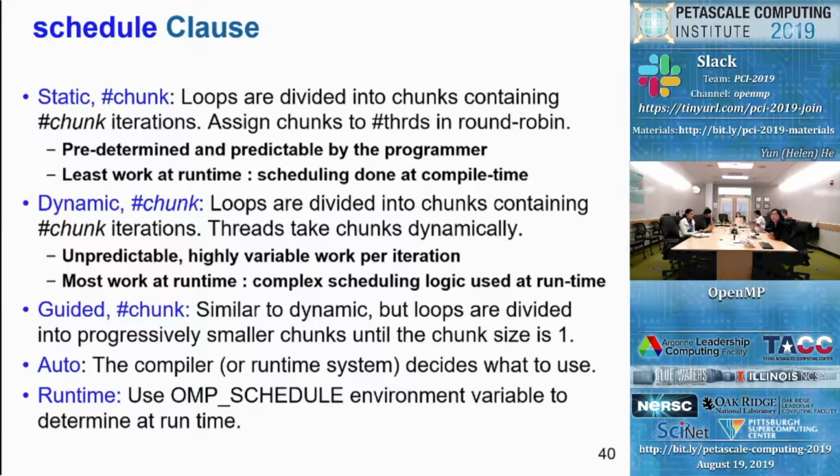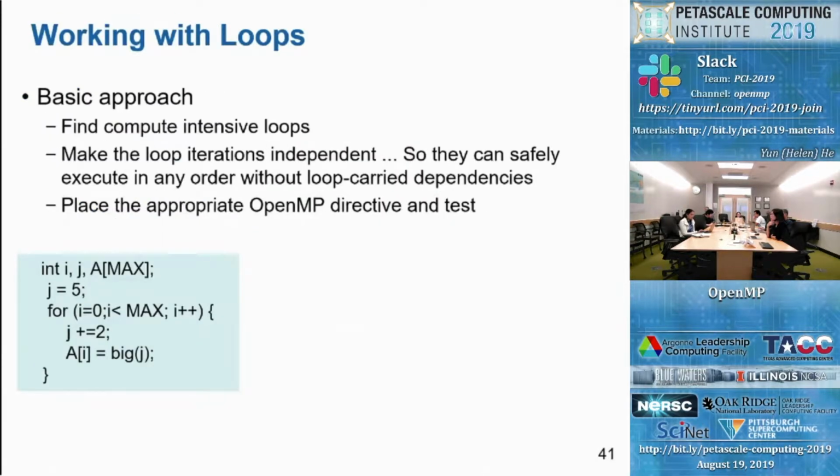Dynamic is also divided into chunks, but then each thread can do the first chunk, finish, and go back. So whoever works faster will get more work done. It helps with the total load balance. Guided is similar. I'm not going to go into detail on those. We can skip that slide. Go to the next slide. Mostly used are dynamic and static.